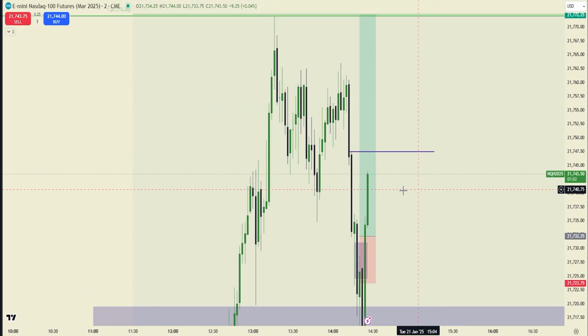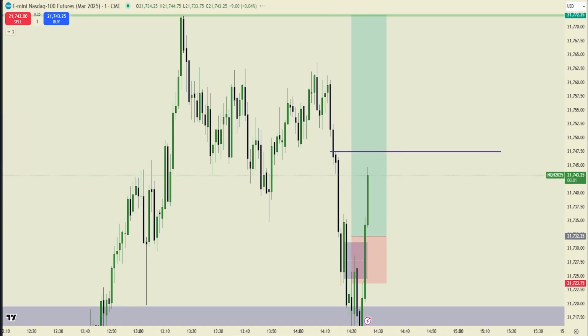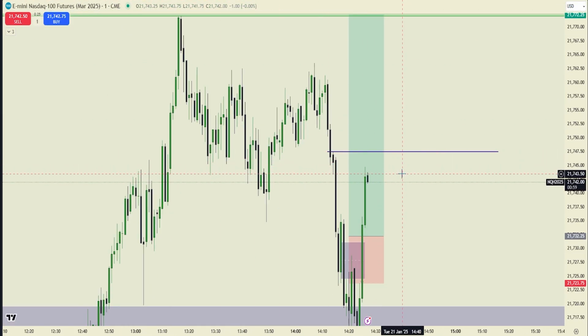All right. This is really good momentum out. This is what you want to see. This is perfect. Would have really liked to see that 1-minute close over the gap, but that's okay.